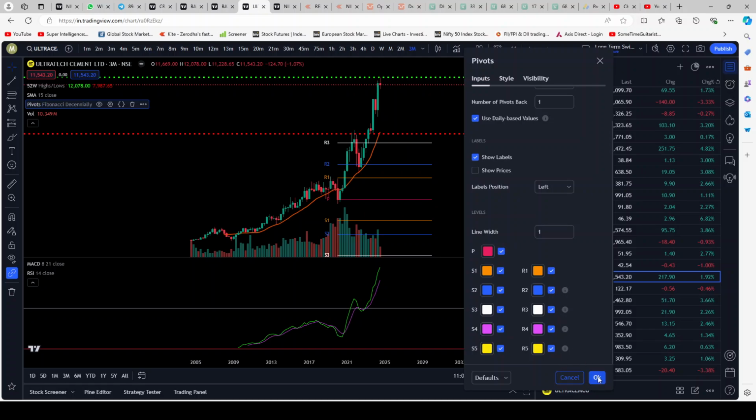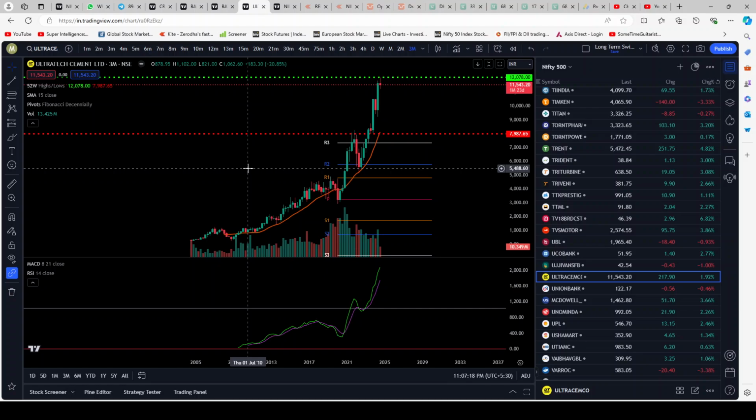So these are my settings. You can also save them. You can show labels. If you click on this, it'll tell you R3 or R2, whatever it is. All right. So save the settings. I'll save this also, save as default. And whenever I use this, now it'll come up this way.